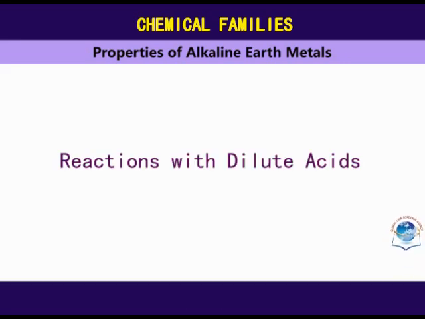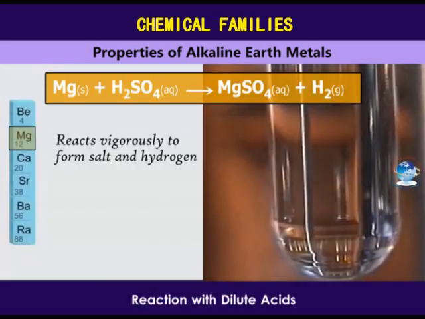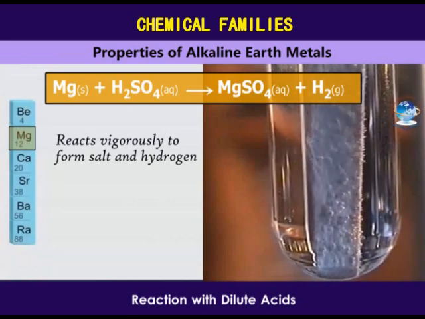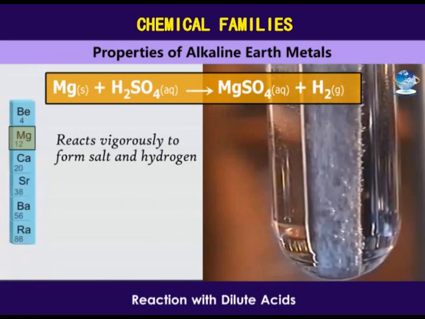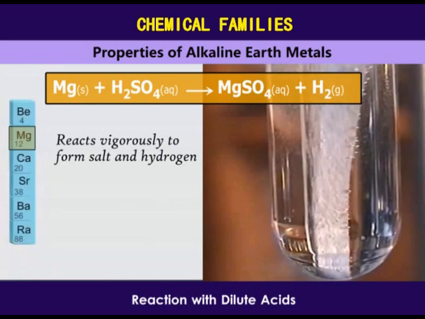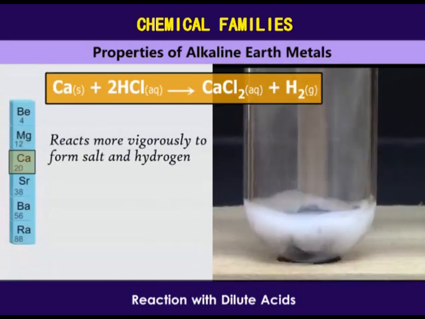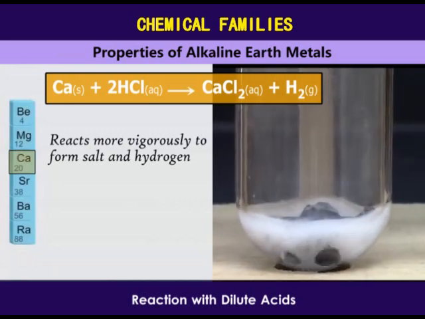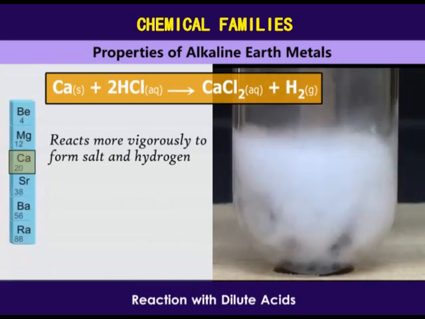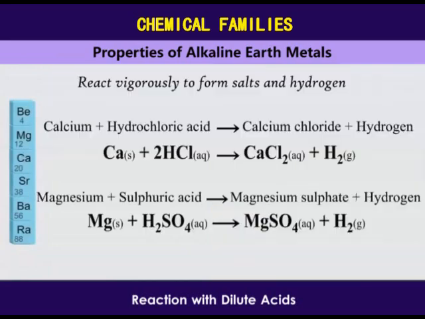Reactions with dilute acids. When mixed with a dilute acid, magnesium reacts vigorously, liberating hydrogen gas, and a salt is formed. On its part, calcium reacts more vigorously with dilute acids than magnesium. And so alkaline earth metals react with dilute acids to form salts and hydrogen.